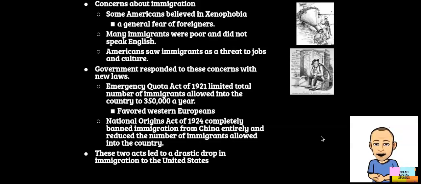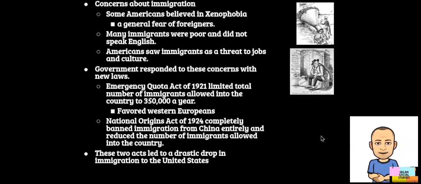And in 1921, Congress passed the Emergency Quota Act, which limited the total number of immigrants allowed in the country, allowing the majority of immigrants from Western European nations only to come to America. And 3 years later, in 1924, Congress passed the National Origins Act, which banned immigration from East Asia entirely, just like the 1882 Chinese Exclusion Act. And it also reduced the number of immigrants allowed to enter the country to only 350,000 per year.